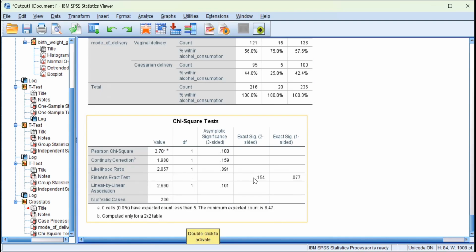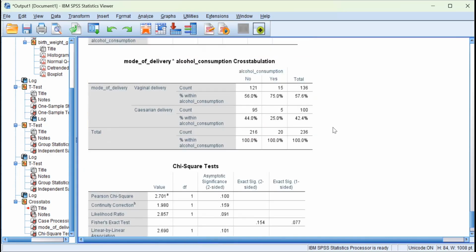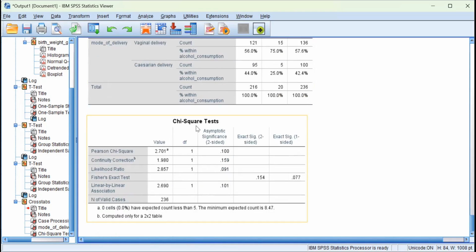Why does it appear under Fisher's exact in this case? It's because this table up here is what we call a 2 by 2 table. If you have ever heard about 2 by 2, it means we have two rows and two columns. Once we have two rows and two columns, the chi-square p-value will not be computed. What you have is what we call Fisher's exact.